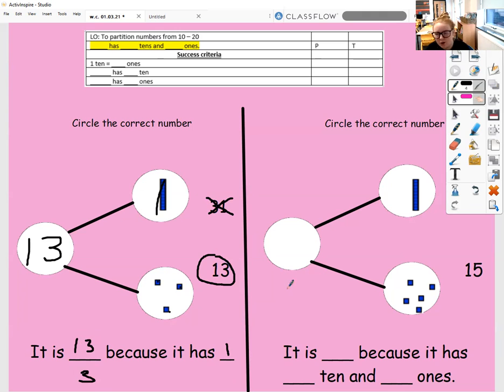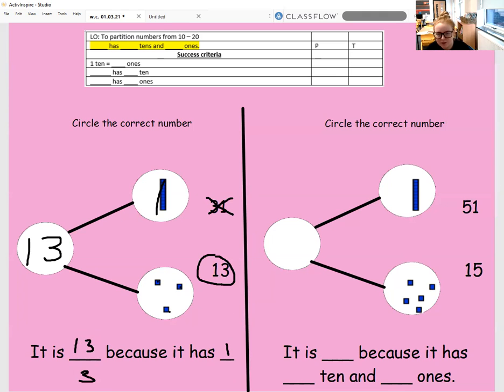Okay, your turn. Pause the screen, complete this, come back when you're ready to check it. Fantastic. Okay, let's go part whole model and work out what number this is. So point to my tens. Here are my tens. So how many tens do I have? I have 1 ten, fantastic.